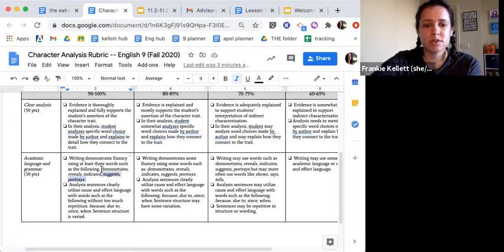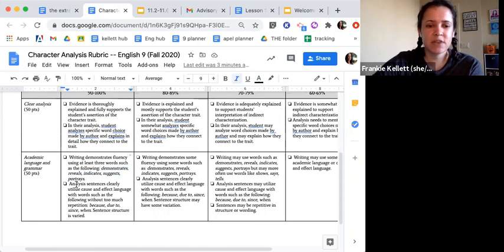All of these words can mostly be substituted for the word shows, but they all mean something a tiny bit different. So you may need to Google these words and look for examples of how they're used in other texts. They're also used in the sample paragraph, so you can go look at it to see how they're used. And then, analysis sentences clearly utilize cause and effect language with words such as the following, without too much repetition: because, due to, since, and when.